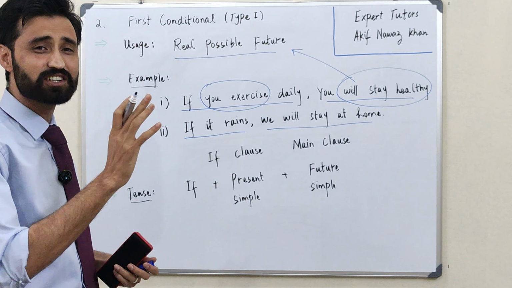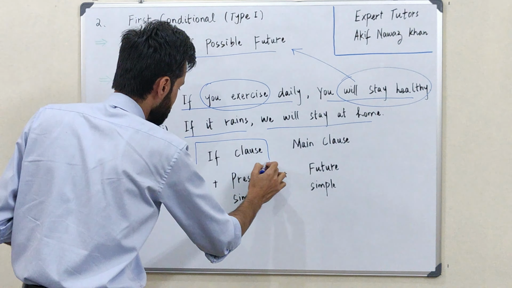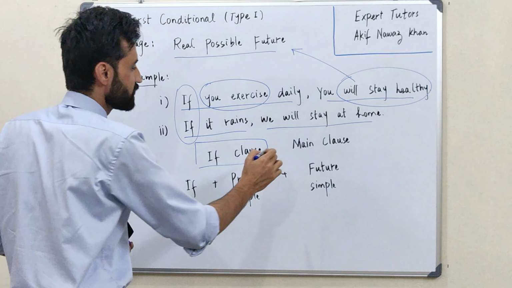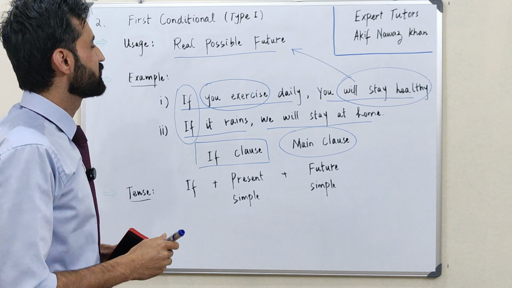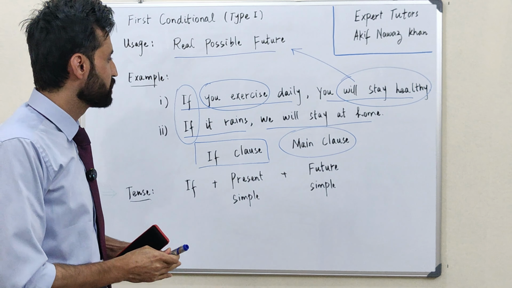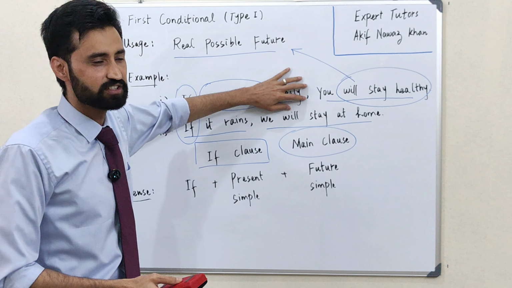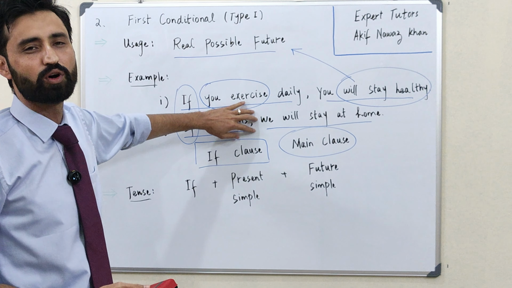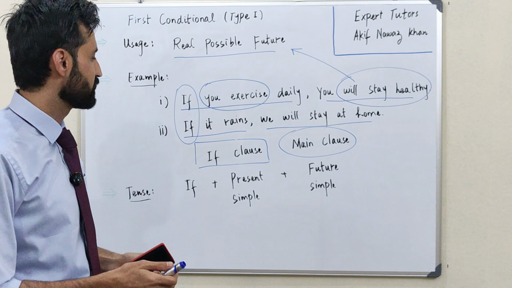Now let's look at the structure of it. First of all, the first chunk we have is the if clause. The if clause always begins with if. The second one is the main clause. The main clause does not require anything else in a sentence to give us meaning. For example, if I remove the if clause, you will stay healthy still makes sense. We will stay at home, again, it's a main clause because it makes sense without depending on anything else in the sentence.